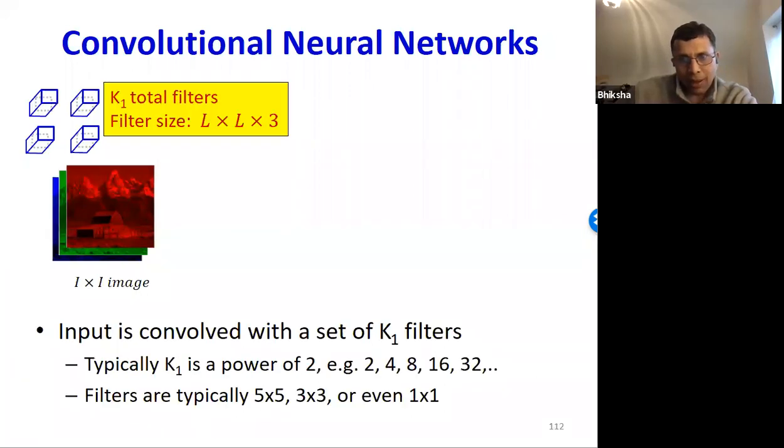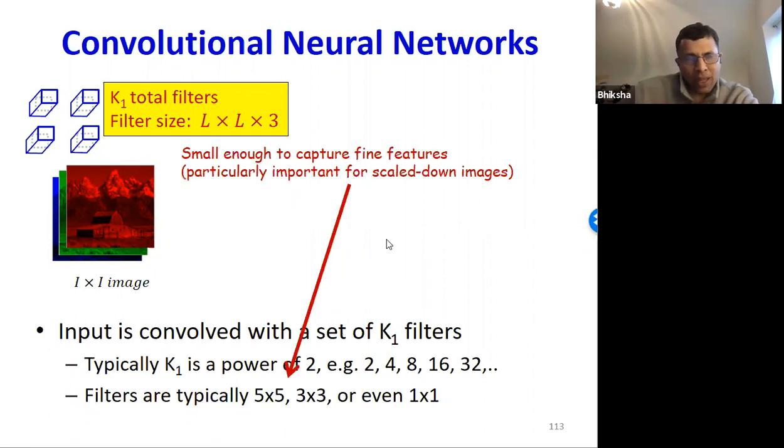Now, our first layer will consist of a set of K1 filters in all. The K1 just means that it represents the first layer. Each filter is going to have a face, this front face, of some size L cross L, but it's going to have 3 planes, so it's going to be 3D. The number of filters typically is going to be a power of 2 for purely computational reasons. The size of the face is typically 5 cross 5 or 3 cross 3 or 1 cross 1. So where do these crazy numbers come from?